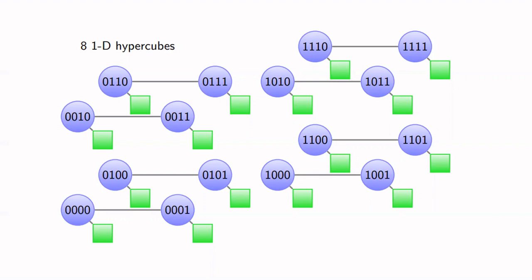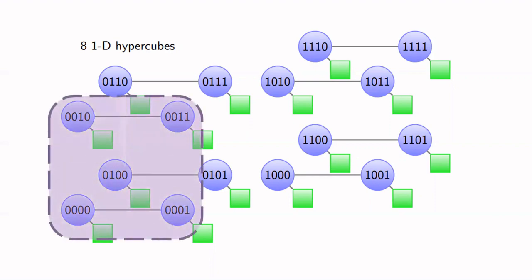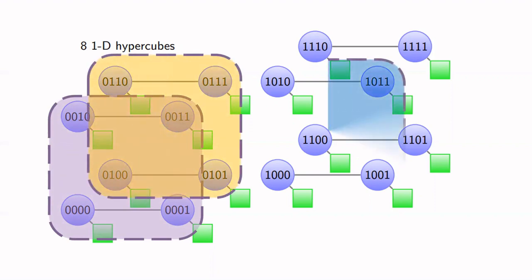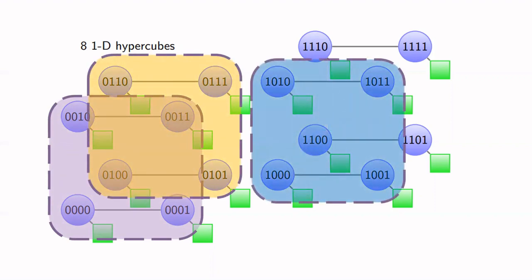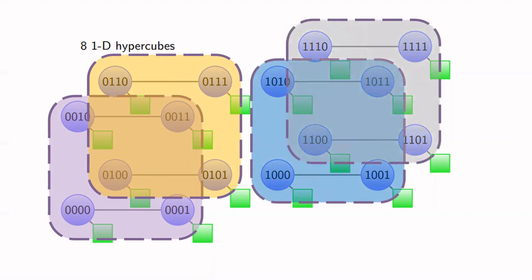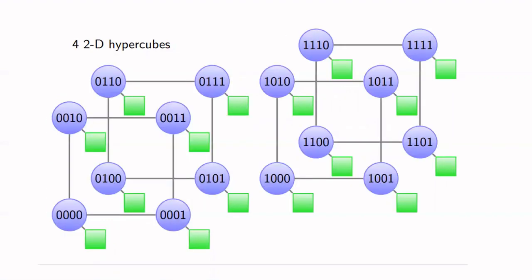Now try connecting the nodes in a plane. There are 4 planes here. Let's try connecting each one: the first 4, the second 4, the third plane, and finally the fourth plane. Now we have 4 two-dimensional hypercubes.